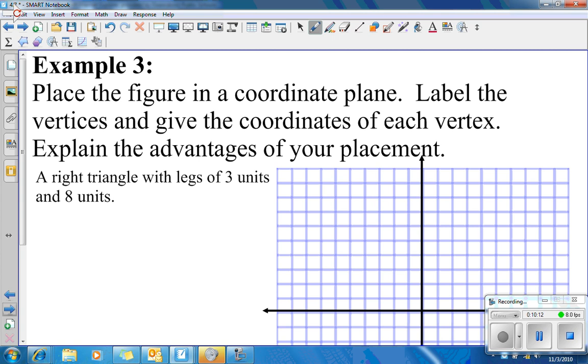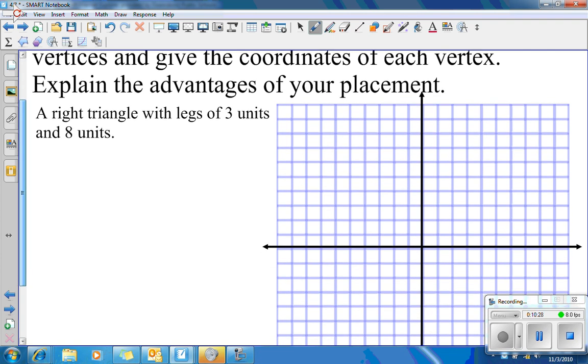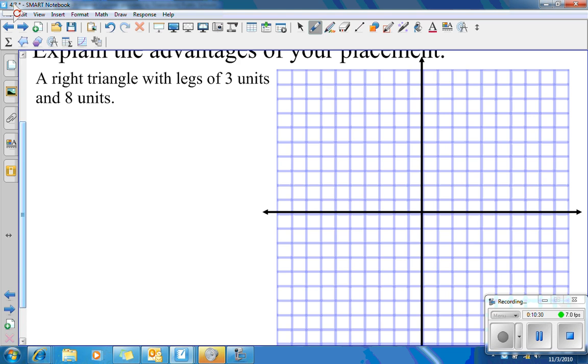Okay, place the figure in a coordinate plane, label the vertices, and give the coordinates of each vertex. Explain the advantages of your placement. Hey guys, where would it be easiest to make our figure? 0, 0. Why is it easier to start at 0, 0? She's right. Why?